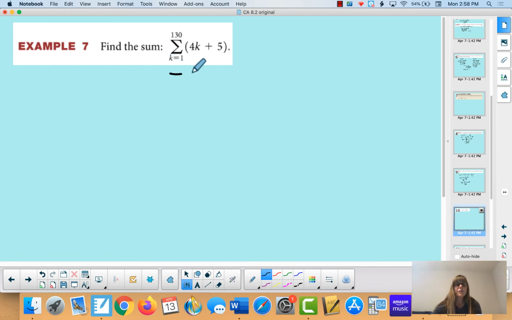Remember that this is another notation for using sums, and the way that we know that this is an arithmetic sequence is because this is a linear equation. So anytime inside the summation your equation is a linear equation, that tells you that it's an arithmetic sequence, and you can use the sum formula. So to use the sum formula, we need to know how many terms there are. This right here, since it's 1 to 130, will help us to figure out how many terms there are.